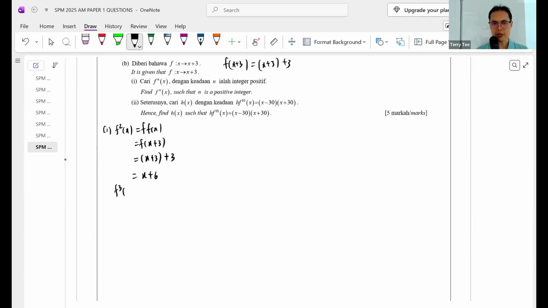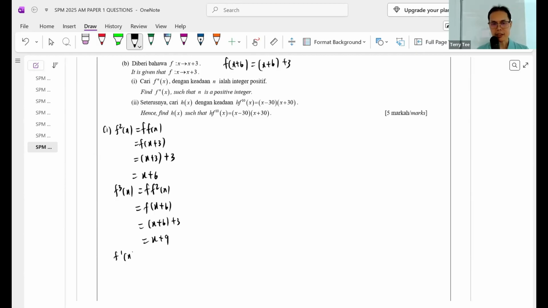Then what is f^3(x)? f^3(x) is f of f^2(x). What's my f^2(x)? x plus 6. So again, I'm going to change this. You actually don't need me to show you this, right? This is going to be x plus 6 plus 3, which is x plus 9, right? So there is a pattern here. Can you see a pattern here?